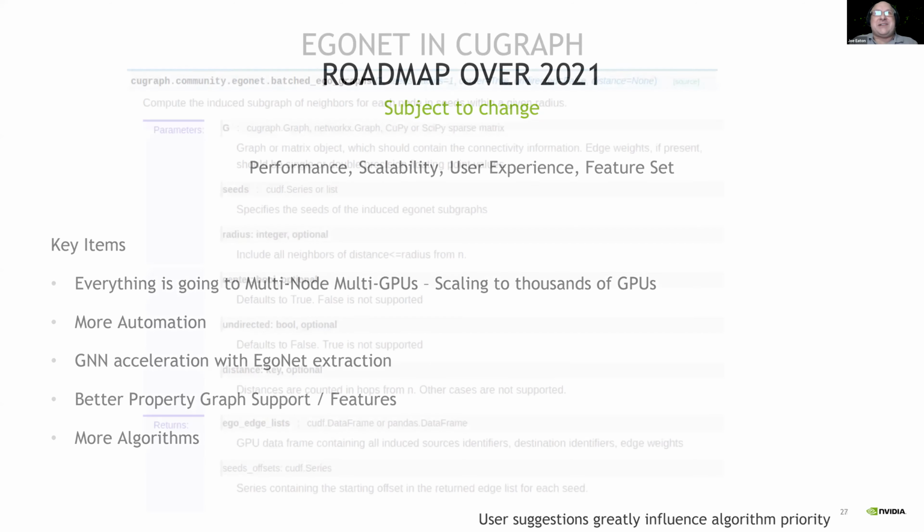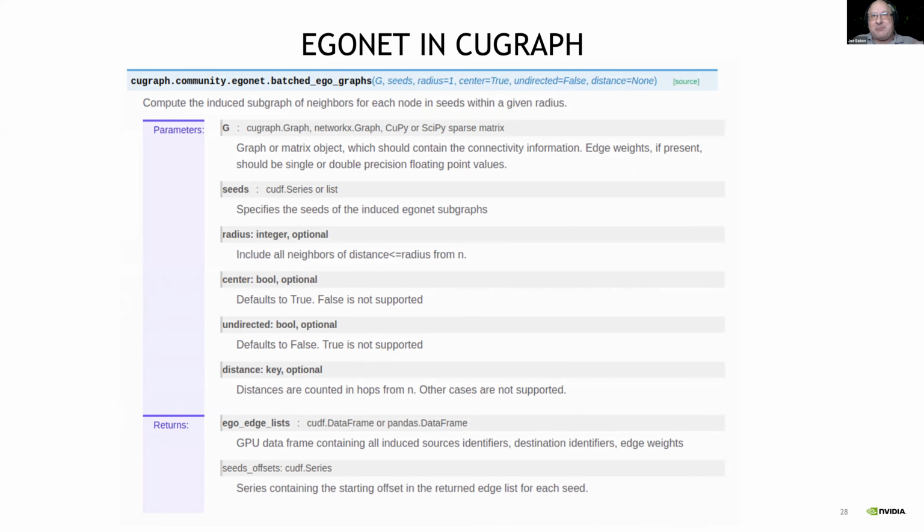Let's talk about the EgoNet. So here's the API we're proposing for a batched EgoNet, where a batch means I want to do a whole set of vertices in one go and get the results back in one return value instead of having to call it again and again and again for every vertex. In NetworkX, this is one vertex at a time. With a GPU, we don't need to do that.